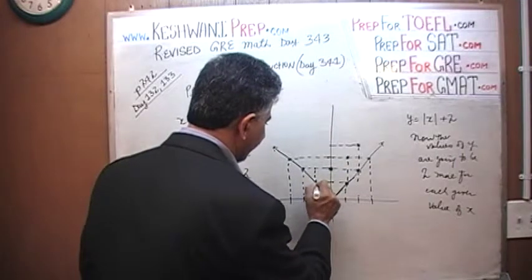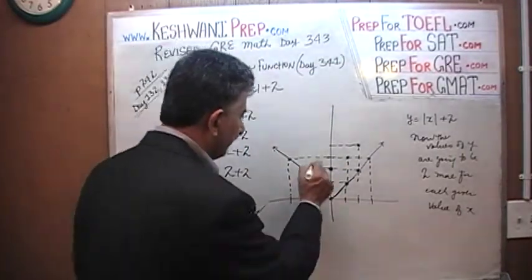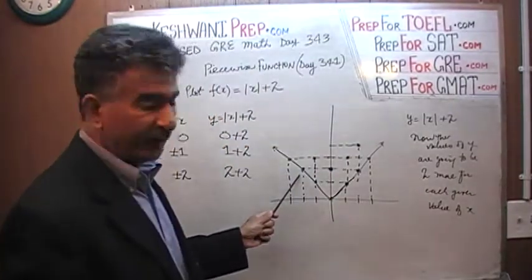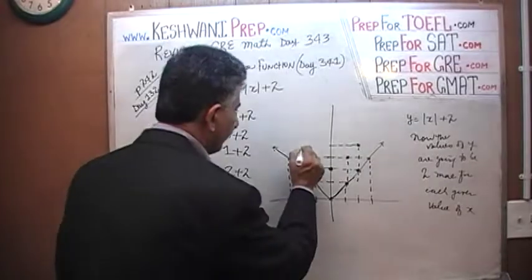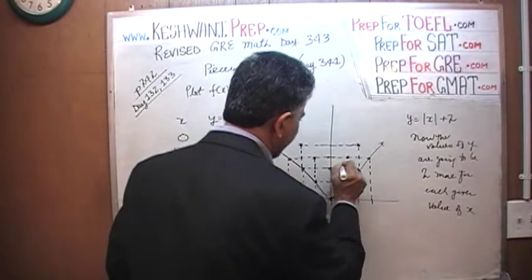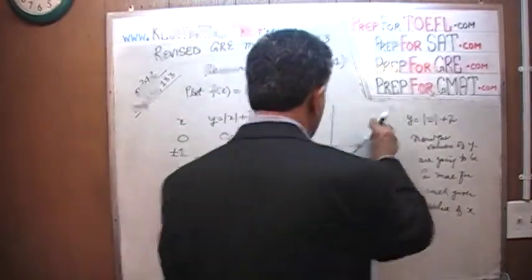Same thing here. When x was negative 1, y was 1 before. Now when x is negative 1, y is going to be 3, 2 more than before. Before, when x was negative 2, y was 2. Now it's going to be 4. That's all. So here's our new graph.